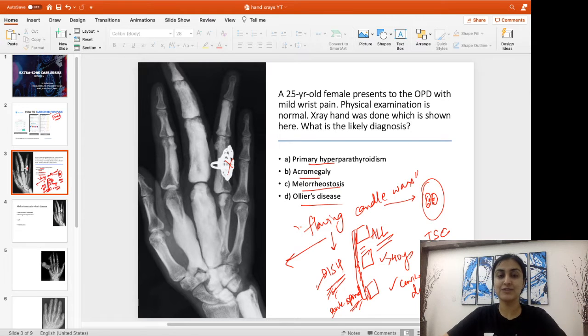So coming back to this, what do you think is the likely diagnosis? The likely diagnosis here is melorheostosis. Alright, so remember this image. Once you see this, I don't think you'll ever forget the stark, glaring, flowing wax kind of ossification which is associated with a disease called melorheostosis.